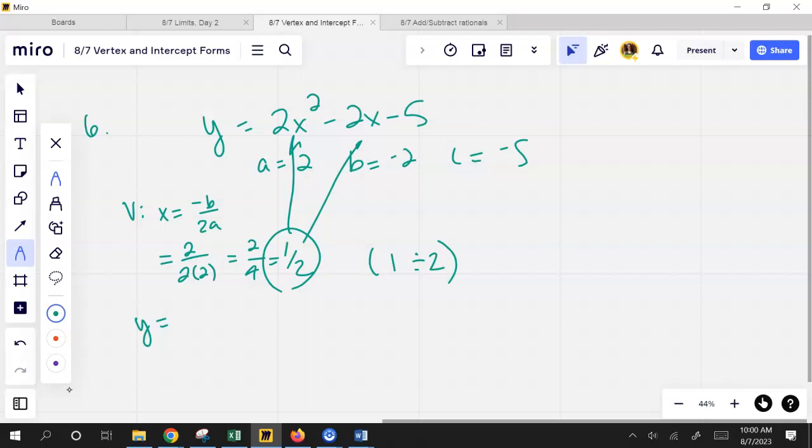So what you can do on your calculator is put 2, hit the X button, squared, minus 2, hit the X button again, minus 5. And you can literally type that equation in just like that. Your calculator knows that every time you have an X, it's putting this in place of the X for you. So what do you get when you do that? -5.5.